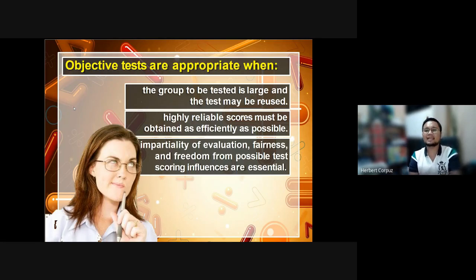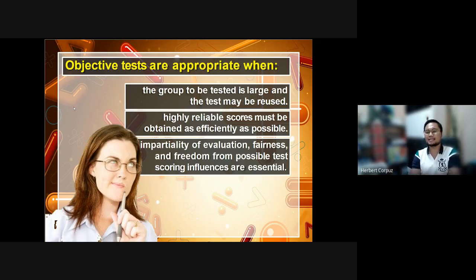When highly reliable scores must be obtained as efficiently as possible. If you would like to gather reliable scores of the students, you make it an objective test. Kasi nga, merong definite answer. Kaya reliable siya. Pero kapag essay kasi, pwede magbago rin eh. Yung scoring mo, depende din sa klase ng estudyante, ng work na sinecheck mo. Malibang kung merong kang rubric in assessing or in checking the essay type.